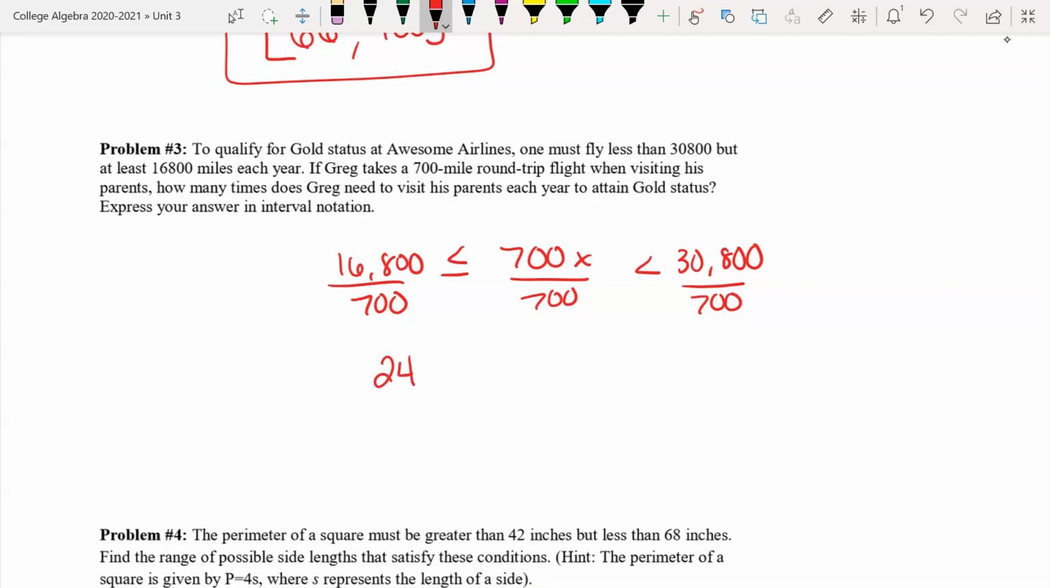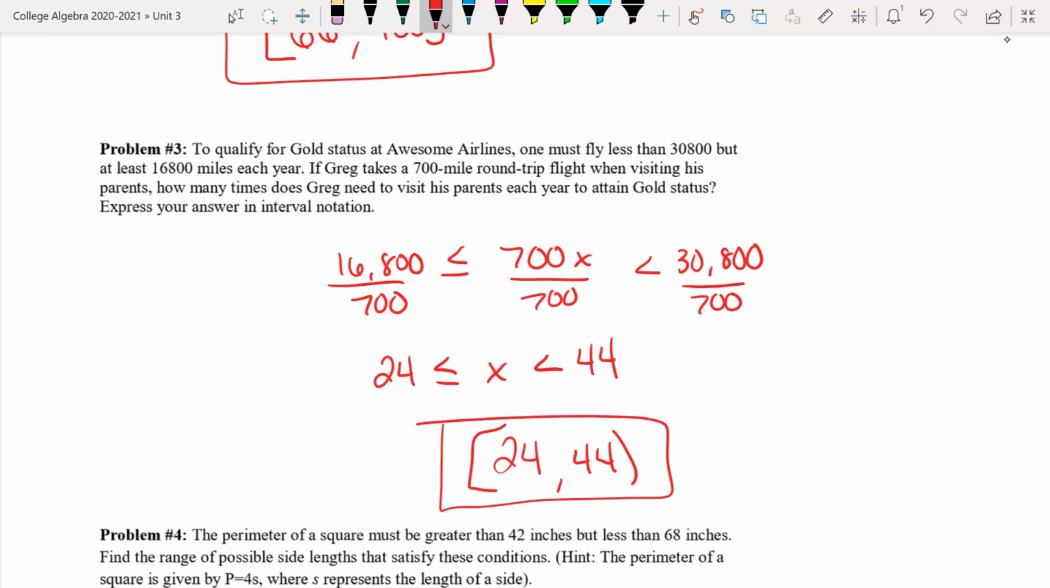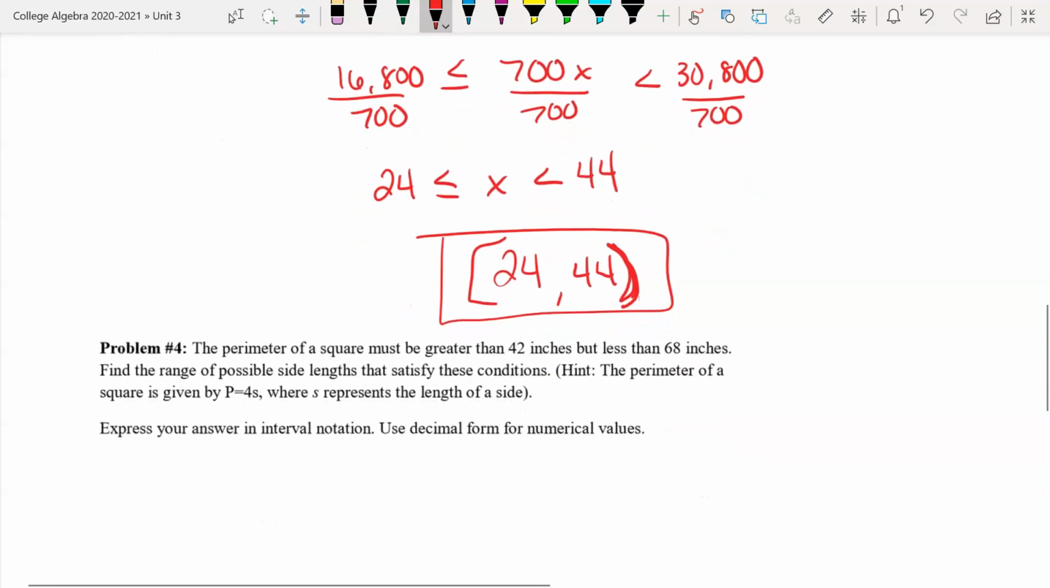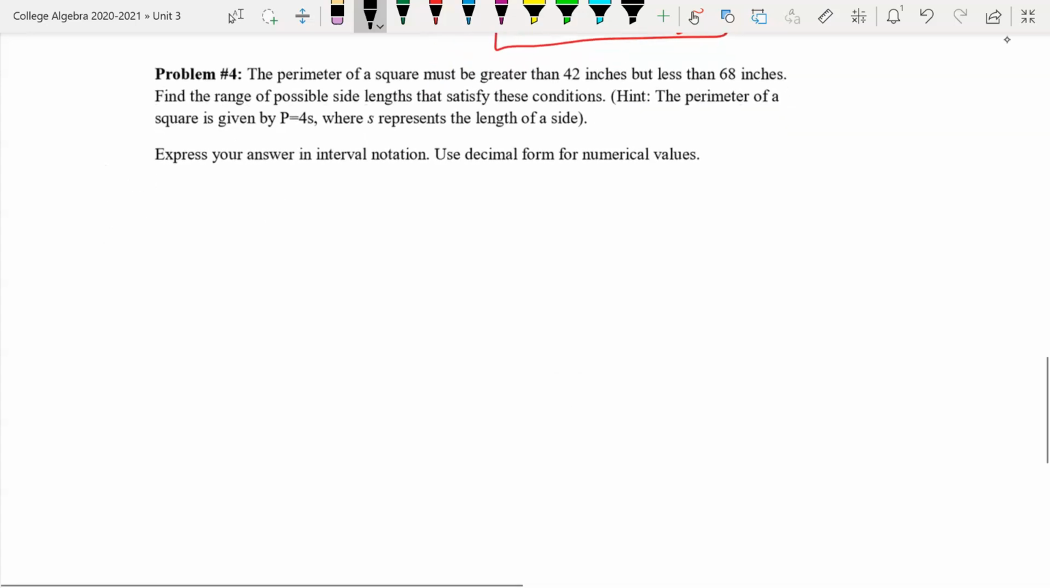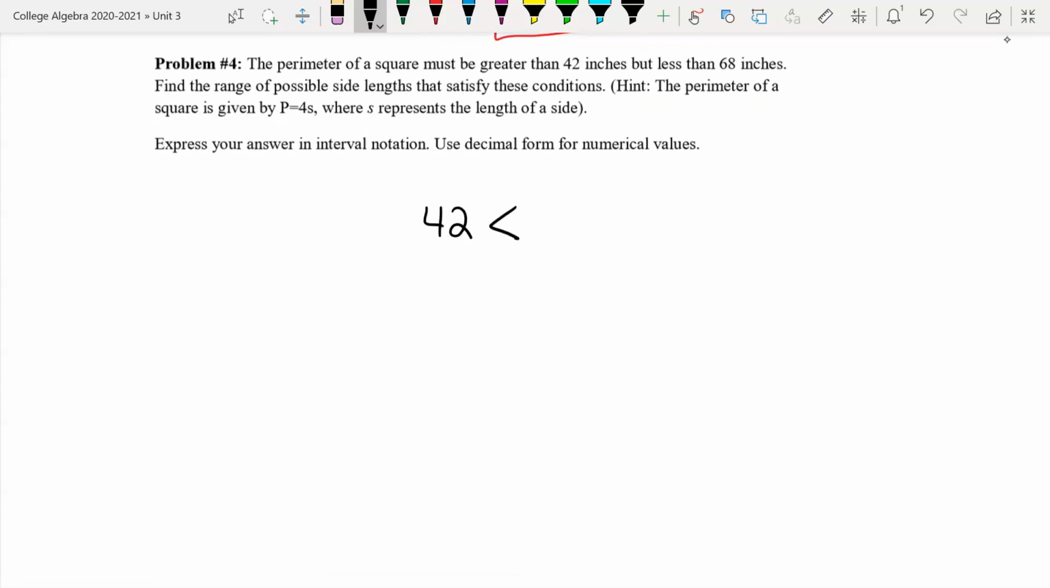You get 24 less than or equal to x less than 44. So I have to take at least 24 trips with a bracket, but no more than 44. Okay, and the 44 is a parenthesis because I use the less than sign. All right, last problem. So it says the perimeter of a square must be greater than 42 inches. So just greater than, but less than 68 inches. Find the range of possible lengths that satisfy these conditions.